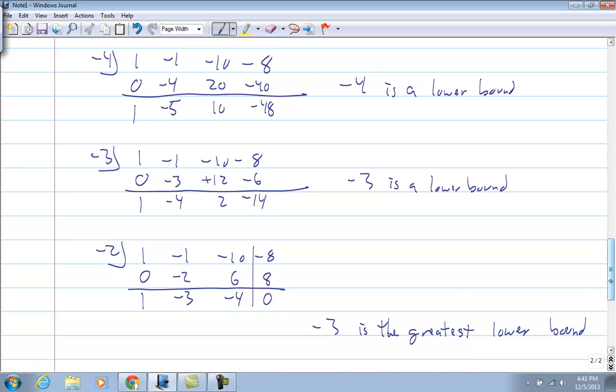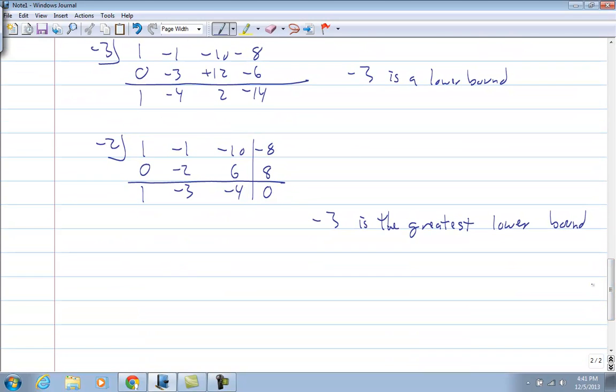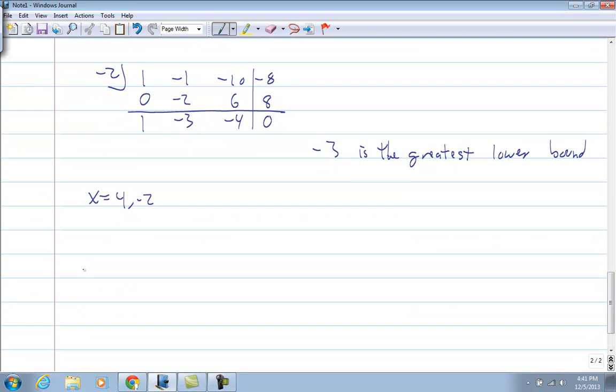Now the last part of the problem, we're supposed to say, okay, what are all the zeros? Well, we already found a couple. We found that x equals 4 and negative 2. We've got to find the last one. So I'll just take what I have from the negative 2. So from the negative 2, we had 1, negative 1, negative 10, and negative 8. 0, 1, negative 2, negative 3, 6, negative 4, 8, and 0.